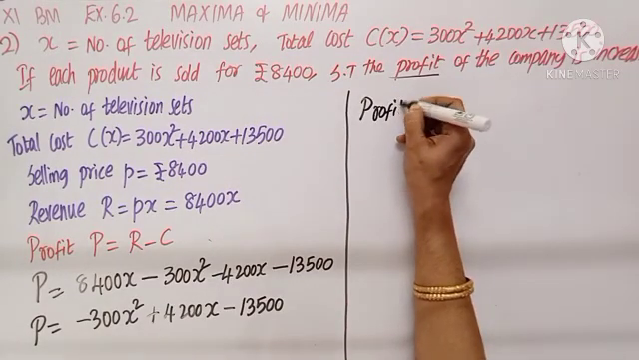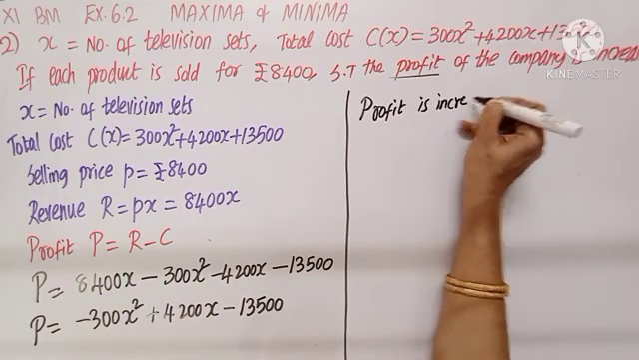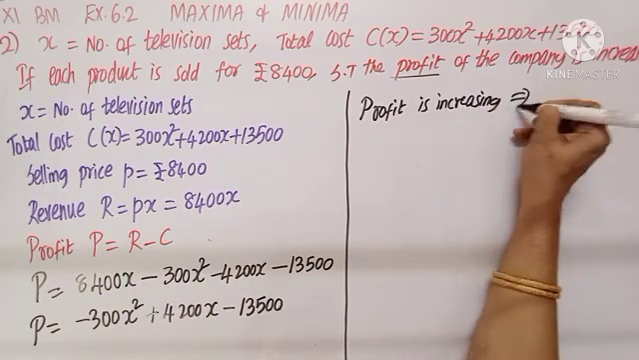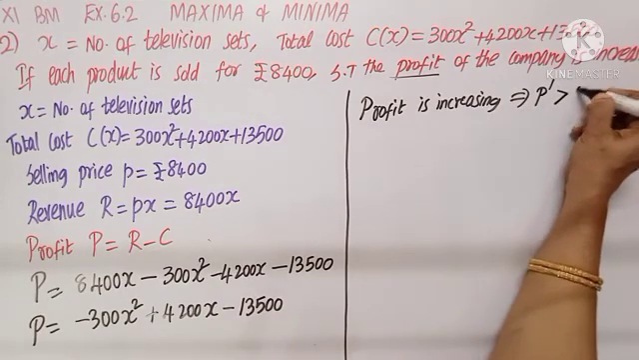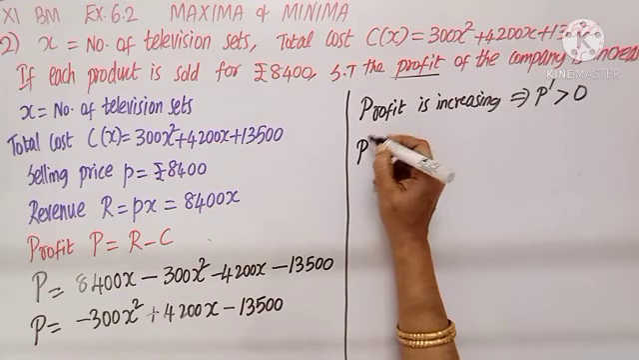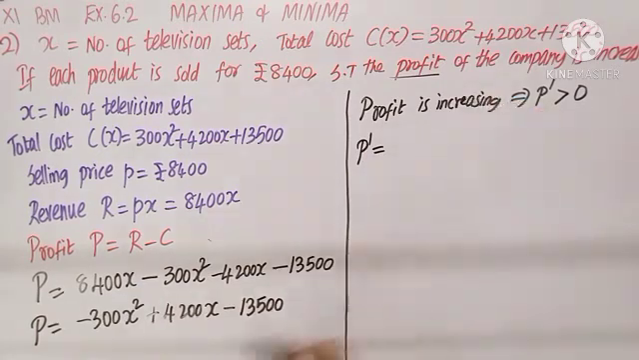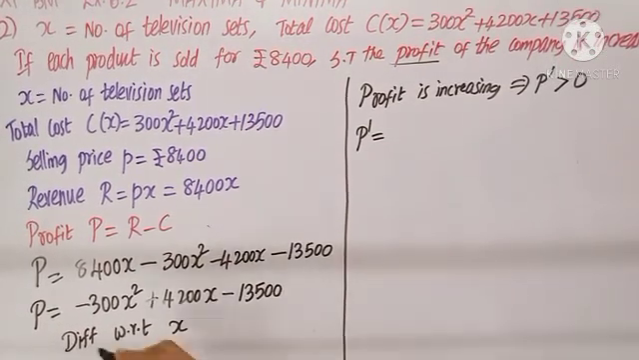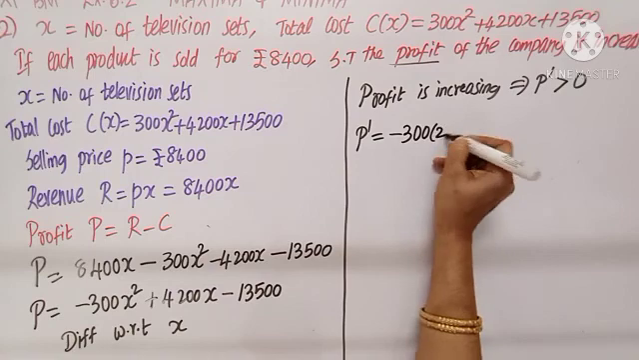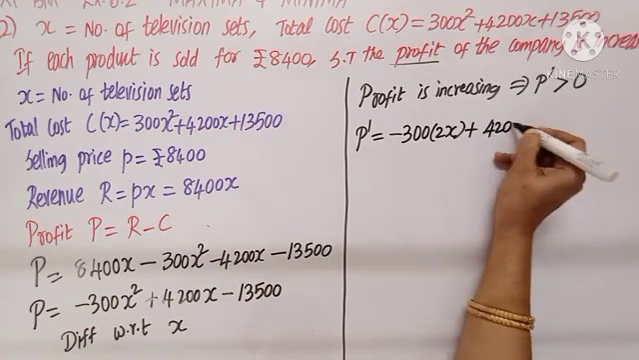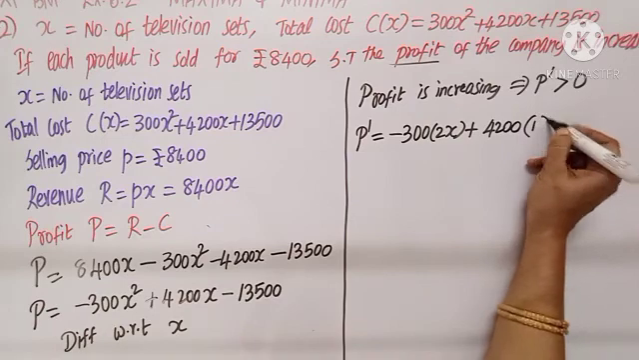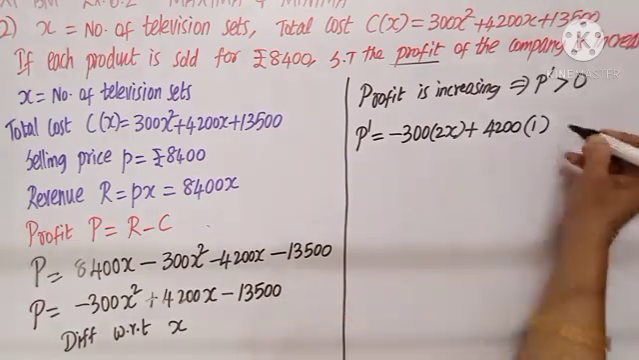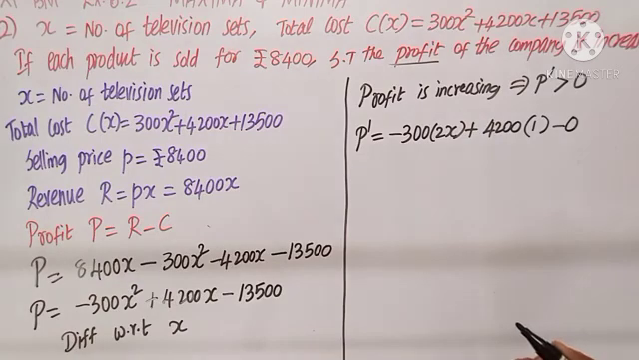So profit is increasing. What do I understand? The first derivative must be positive. Let us find out what is P dash. As I know P, let me differentiate with respect to x. Minus 300 into x squared becomes 2x, plus 4,200 into x becomes 1. 13,500 being constant will become 0.